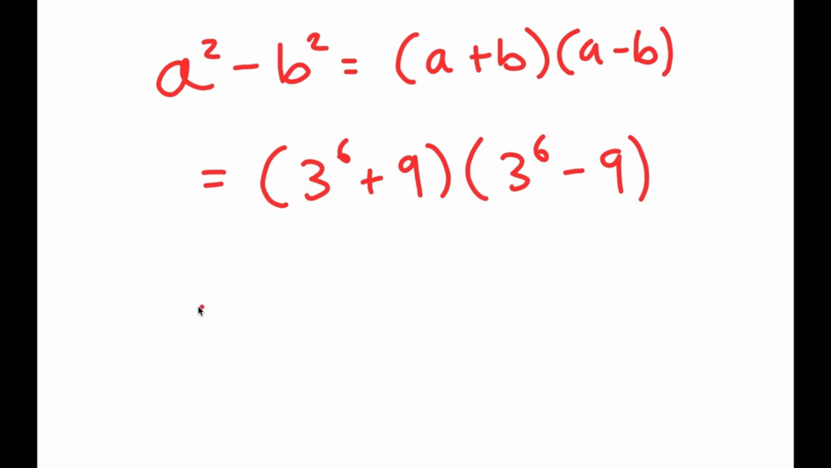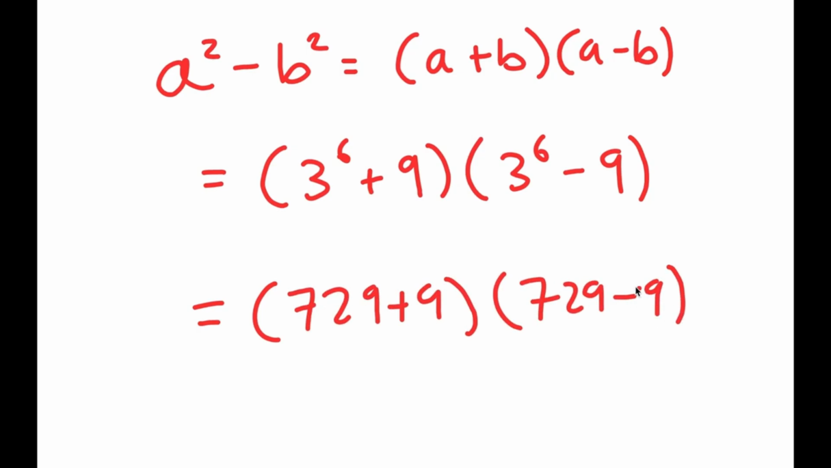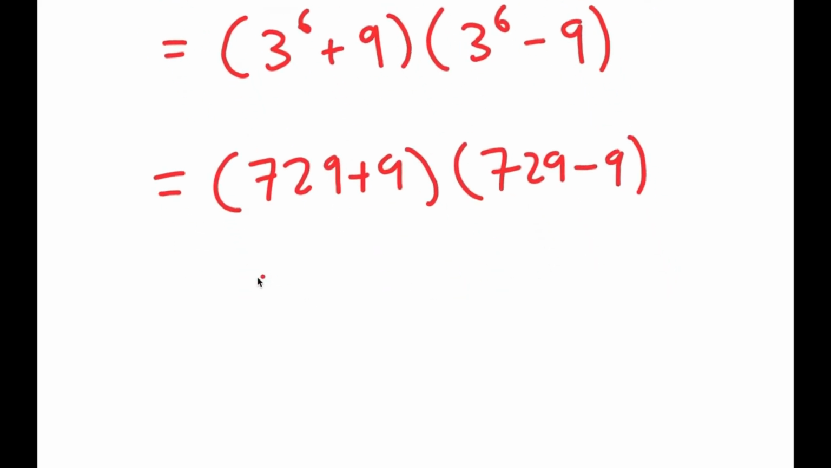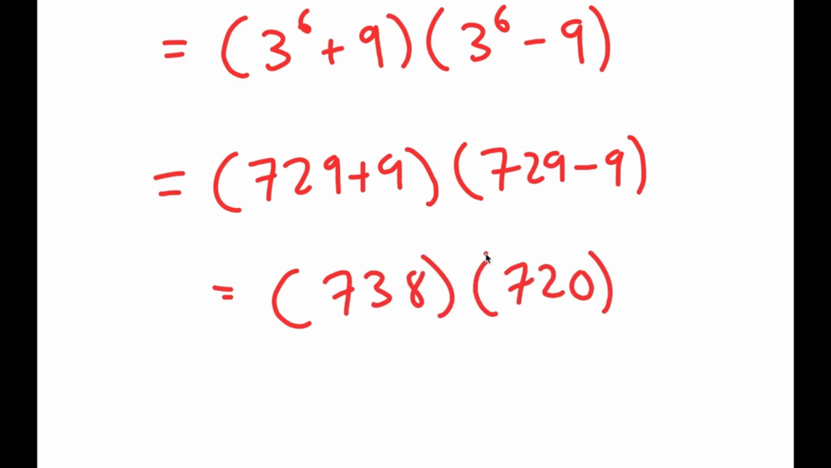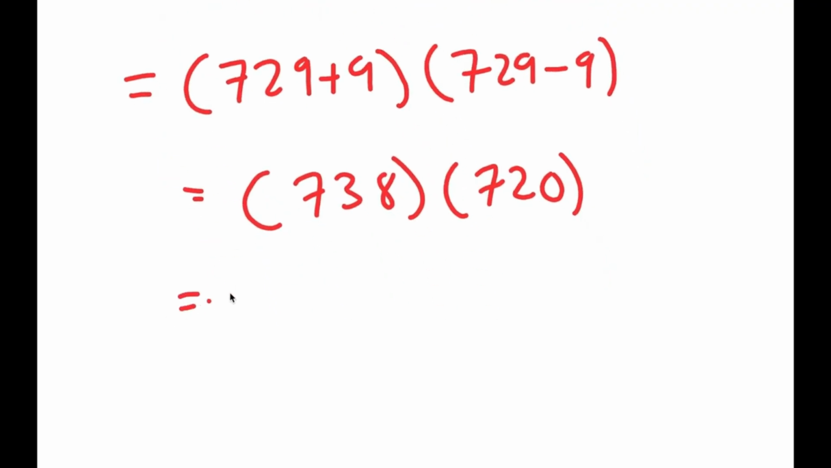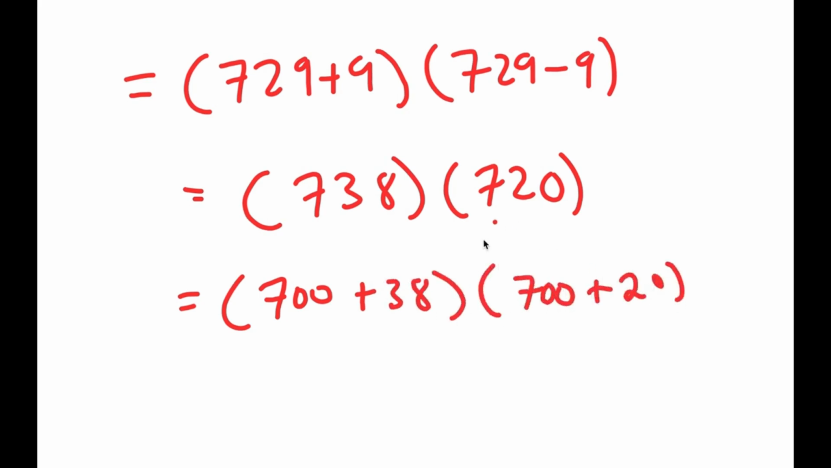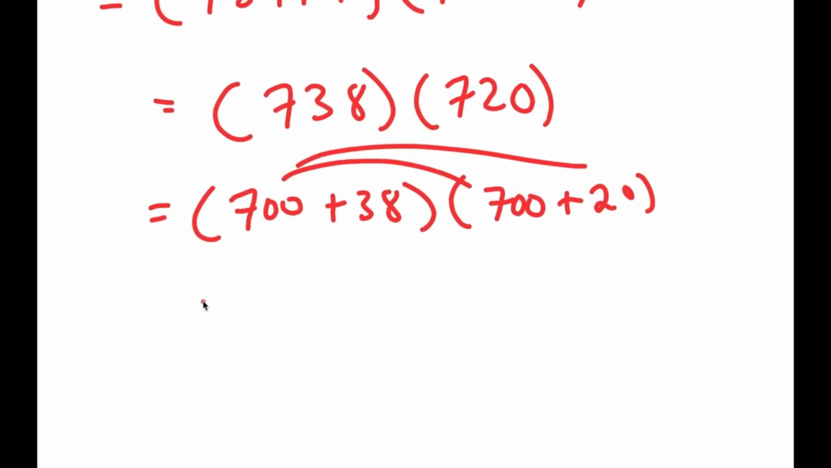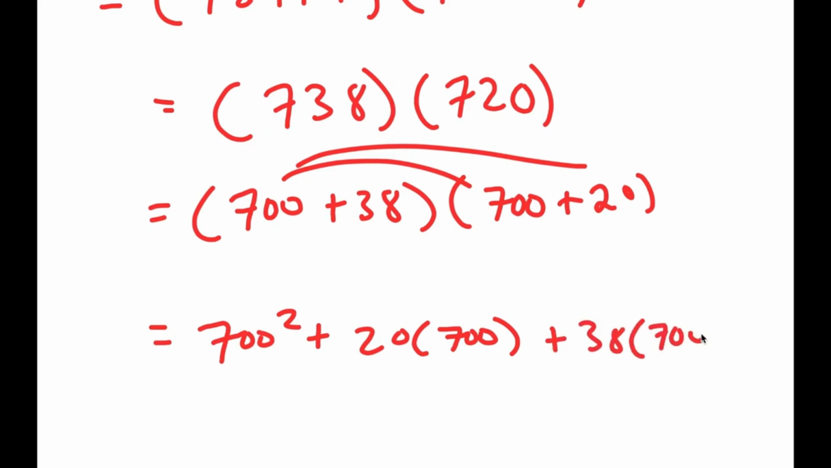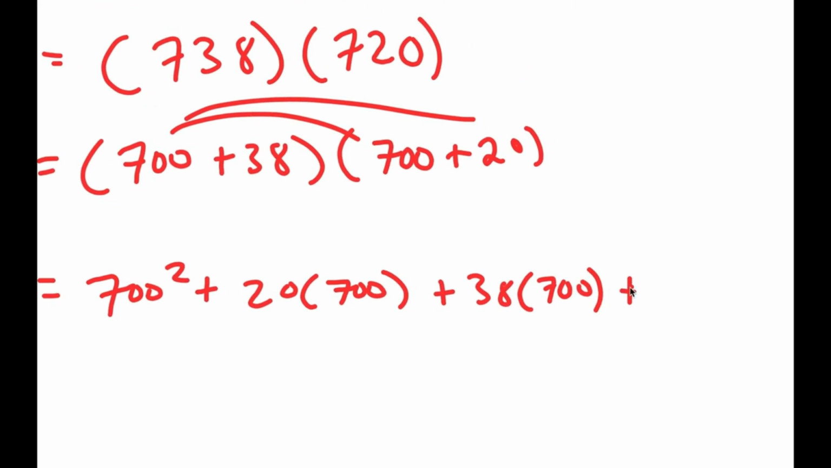Now, 3 to the power of 6 is equal to 729. So I get 729 plus 9 times 729 minus 9, which is equal to 738 times 720. Now, this is the same thing as 700 plus 38 times 700 plus 20. And the reason I rewrote it like this is so it's easier to multiply. So I get 700 squared plus 20 times 700 plus 38 times 700 plus 38 times 20.